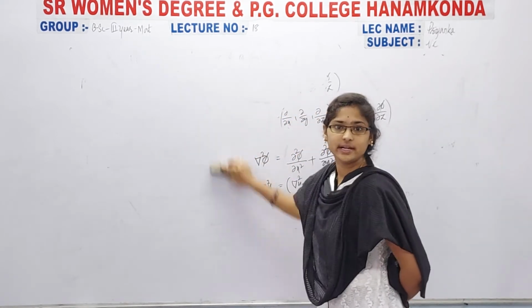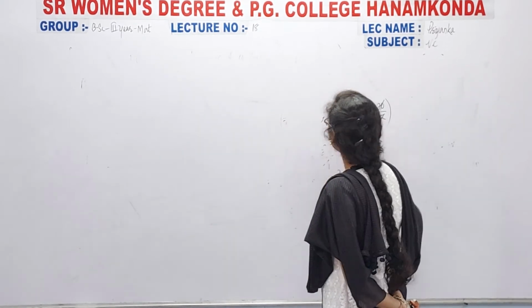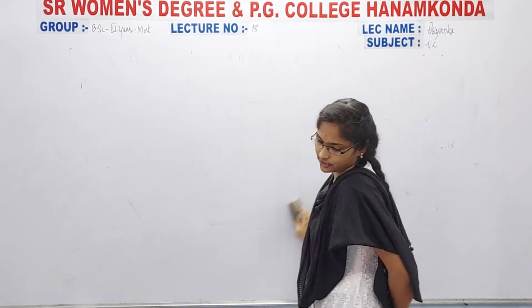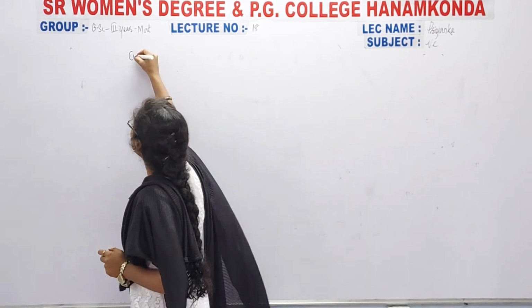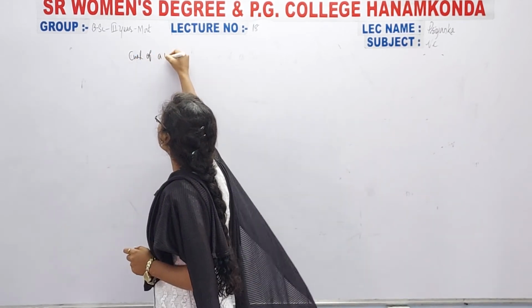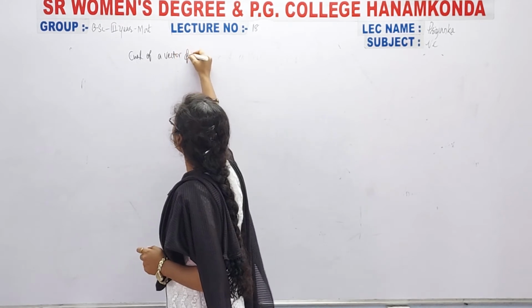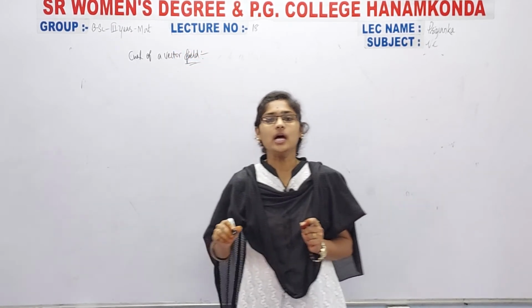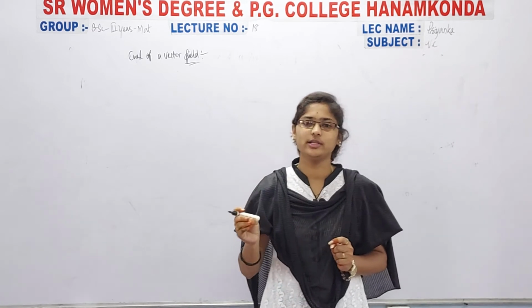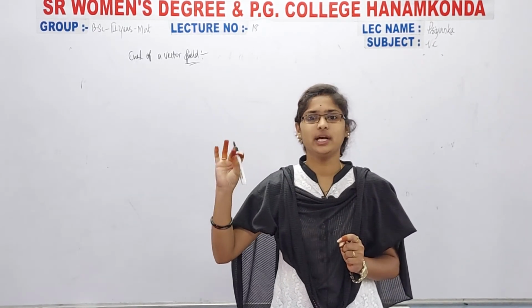So till now we learned about the divergence, no? So now here we are going to learn about the curl of a vector field. Already I said that when you are going to learn about the surface integral and volume integral and all this, mainly we have to learn about the grad, divergence, curl.